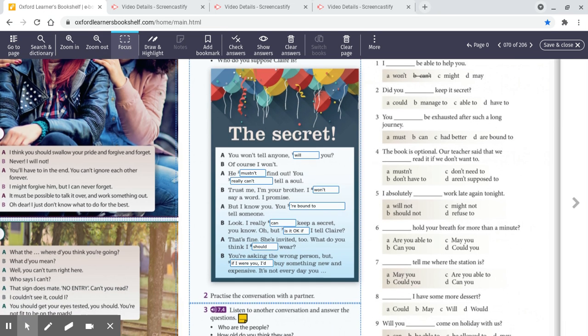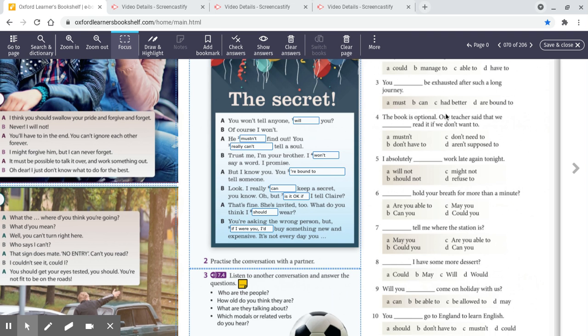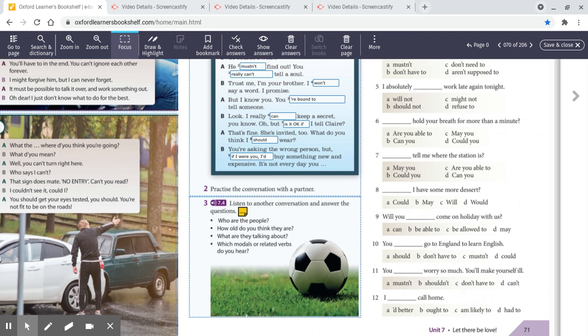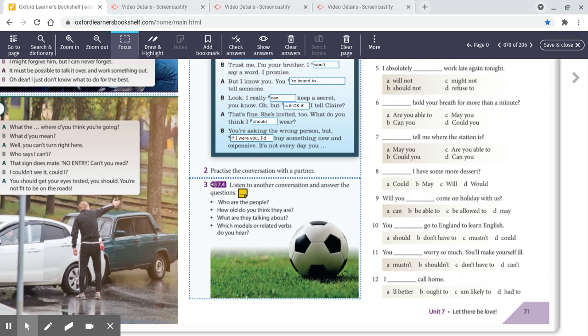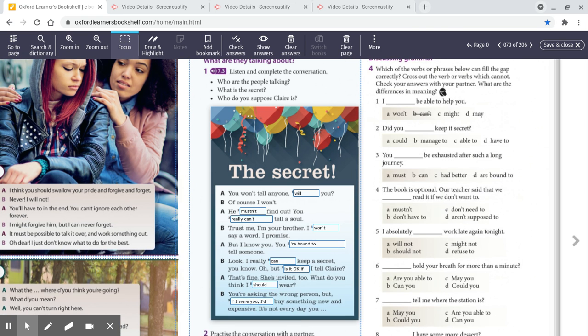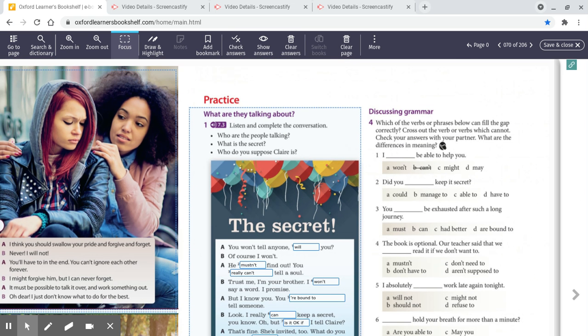Right. Have a look at what comes after this. They need the right modal verb. Okay. And I'm going to put up the answers in 5, 4, 3, 2, 1. And here we go.